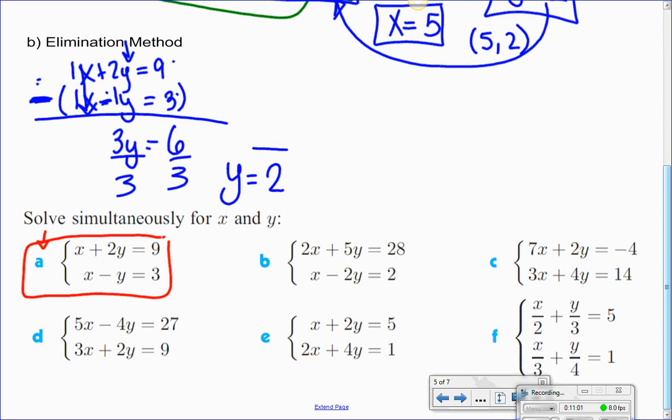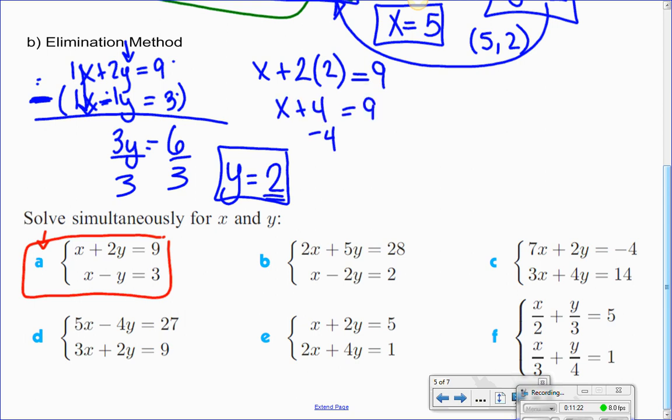2. Okay, and then we can substitute y into either one of those equations, so either the top one or the bottom one, and we can find x. So we would substitute it in the top one. Instead of y, we're going to write 2. So x plus 2 times 2 is equal to 9. So x plus 4 equals 9, which means y is equal to 5. Or sorry, x is equal to 5.